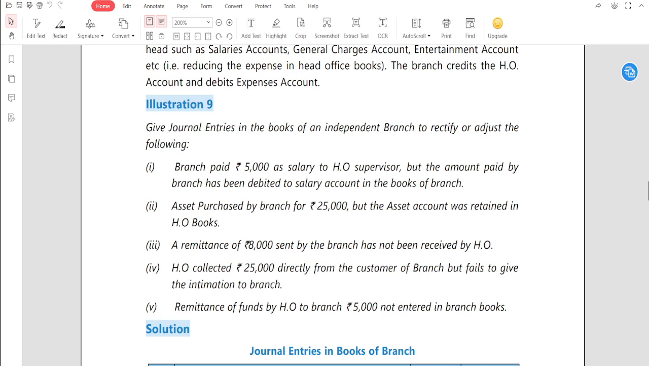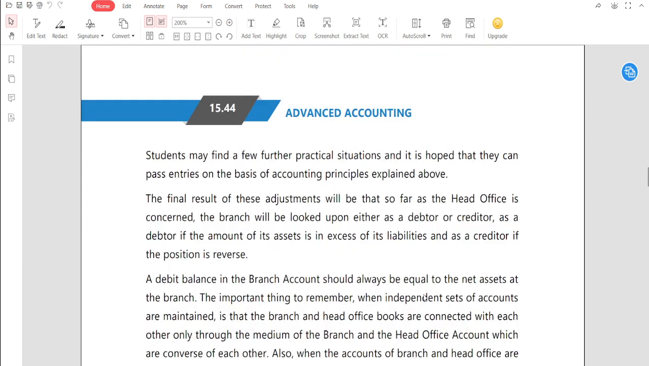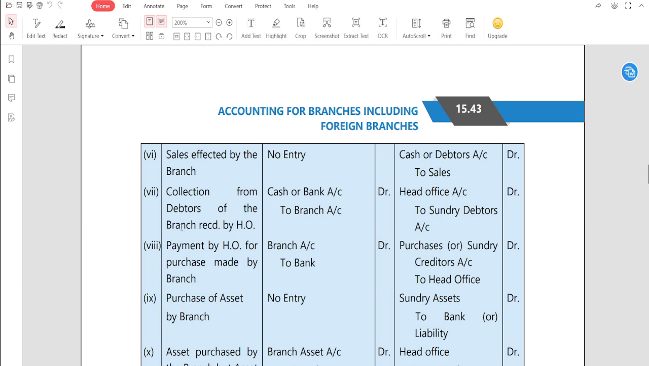So what do we need to do? चलेगा, इसको सॉल्व करते हैं, एक बार देखिए। इसका भी जर्नल एक बार देख लेते हैं। All the journals will be there, no problem.